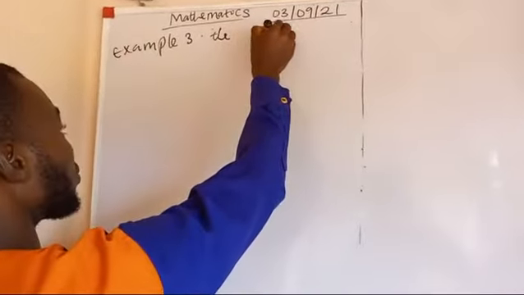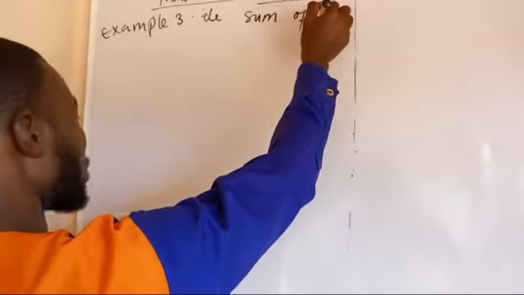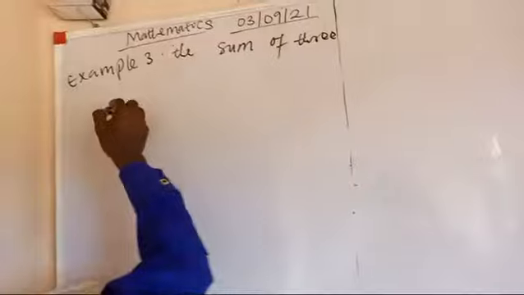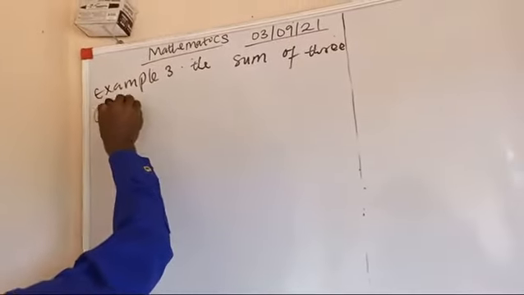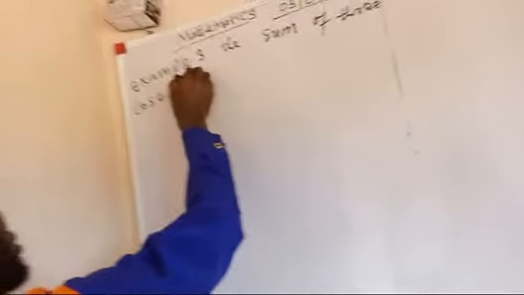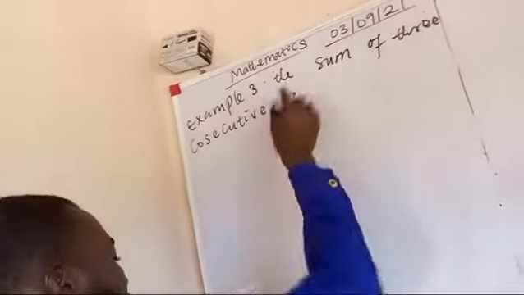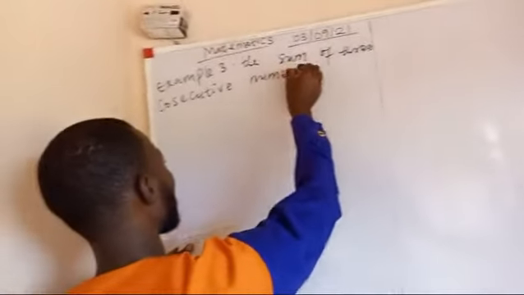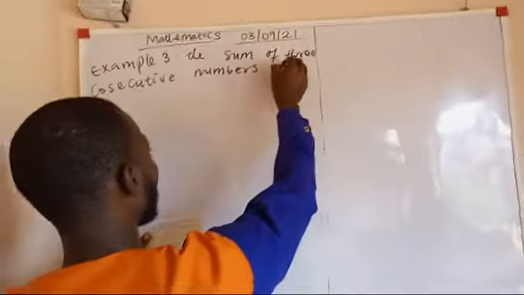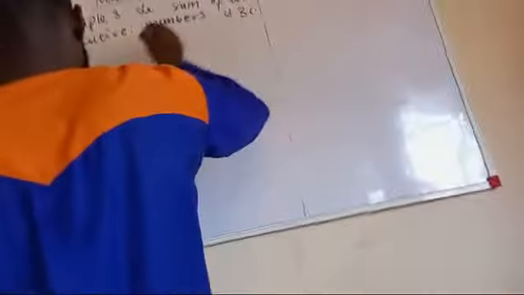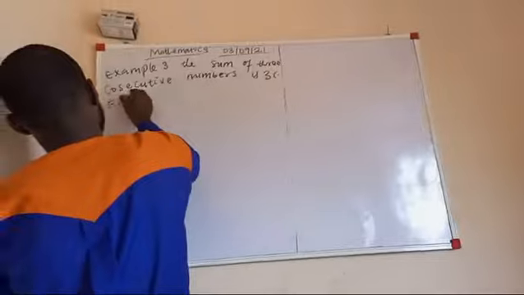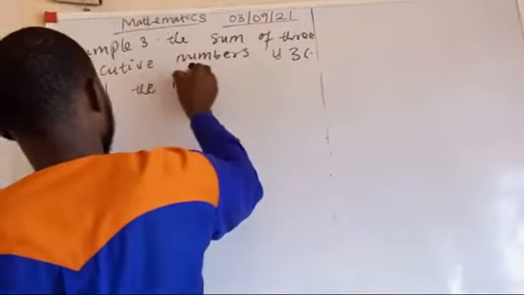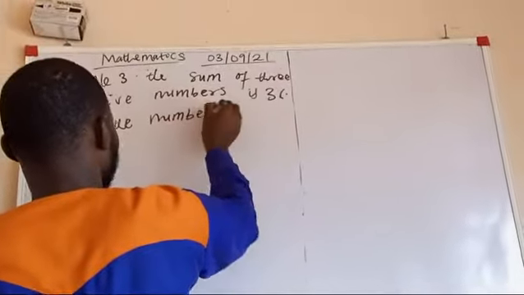The sum of 3 consecutive numbers is 36. Find the numbers.